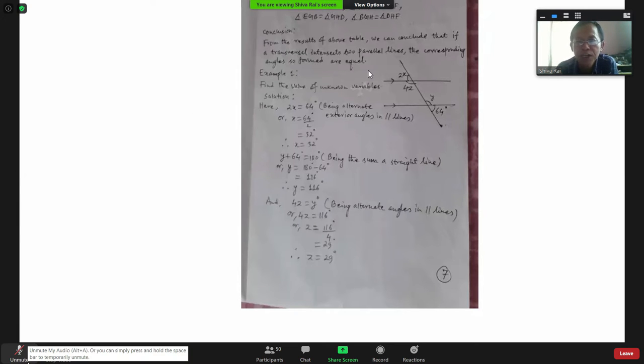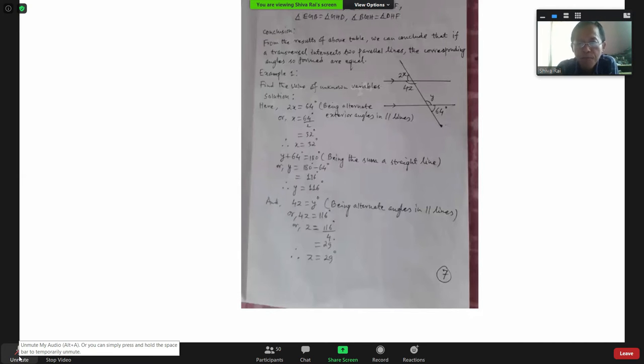We have to find, with the help of the given angle, the unknown angles. But here, not asking about the unknown angles. Here, find the value of unknown variables. Unknown variables means we have to find the value of x, y, and z. Look, everyone. They are given twice x, 4z, y, angle 64 given. With the help of the given thing, we have to find the value of x, y, z. Find the value of unknown variables. You look at the adjoining figure, the given figure.